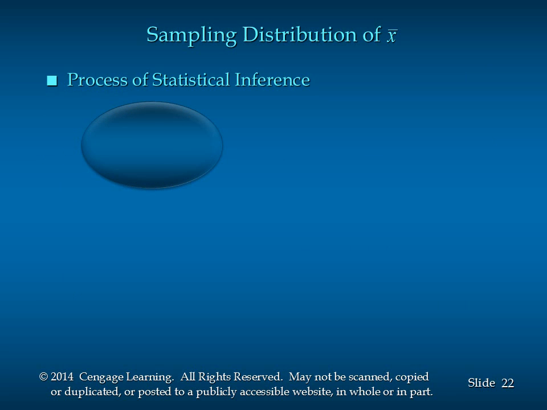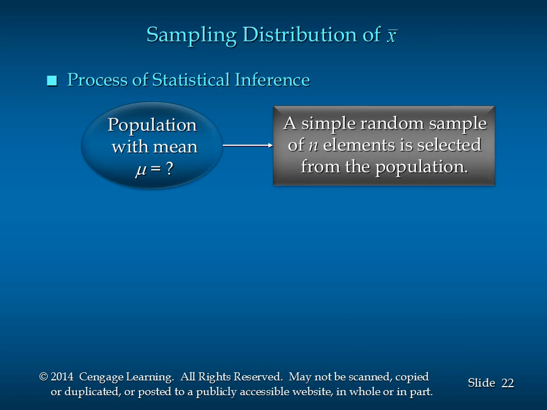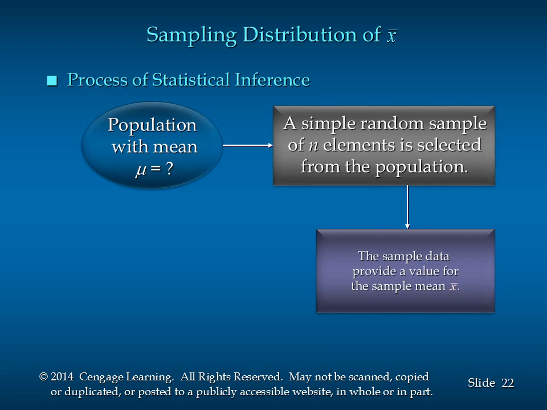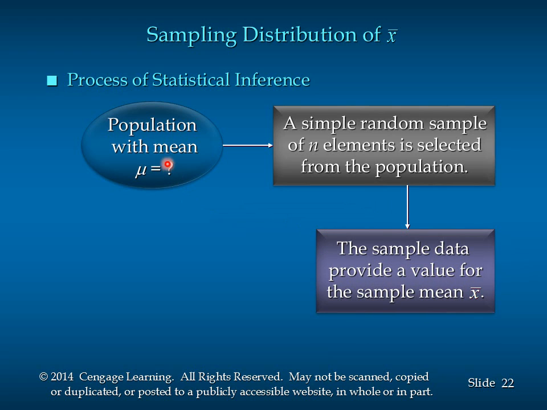And here's the process. So you have this population over here, and you have this mean, but you don't know what the mean is, or it's impractical to find out what the mean is. You've got too many applicants, too many people, too many parts, too many of this, too many of that, and it's just an infinite sort of population.